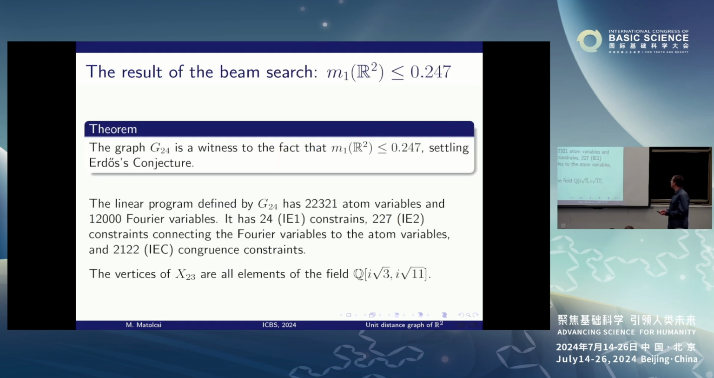And the result is that, again, this should be G23. So 23 vertices. It's a witness to the fact that the upper density of any one avoiding set is less than or equal to 0.247, and this finally settles Erdős's conjecture. And I put here that the vertices of this graph are all elements of this field. So it's the rationals extended with these two very simple algebraic numbers.